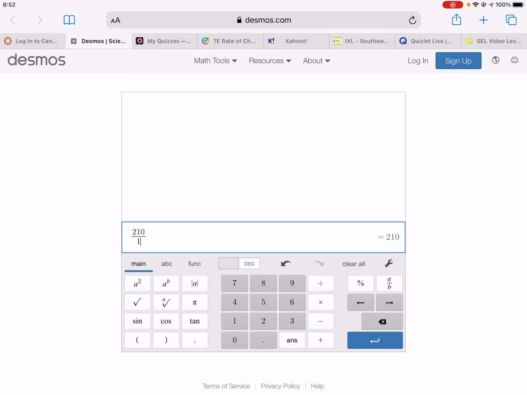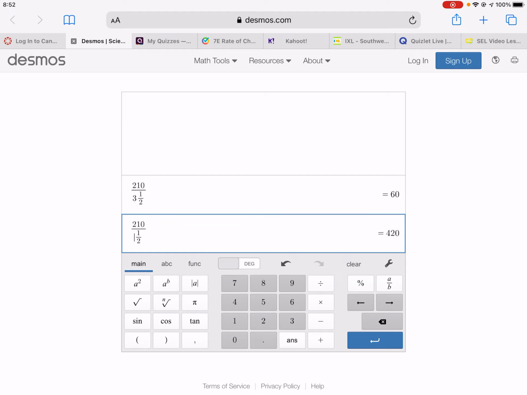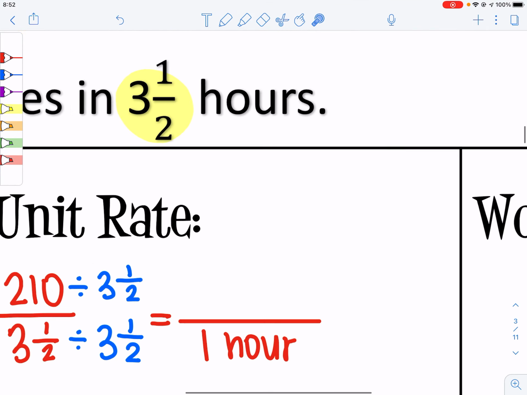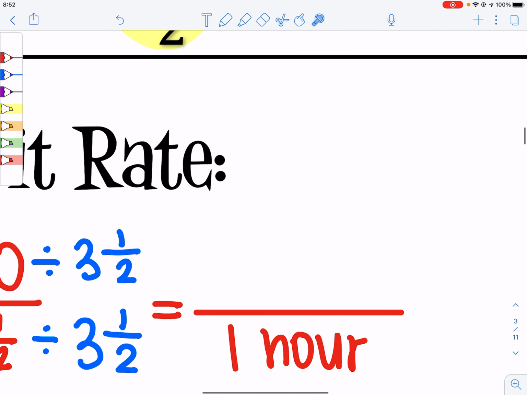To type that, I would type the half first, and then click in front of the half and put the 3. Let me show that one more time. 210, and then push the division bar. If it's a mixed number, I would type the fraction part first. In this case, it's 1/2. So type 1 divided by 2, and then in front of that, put the 3. So there's my 3.5. And that ends up giving me 60. So it's 60 miles over 1 hour.